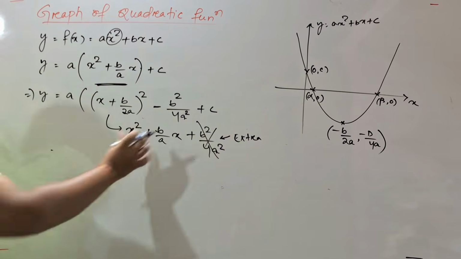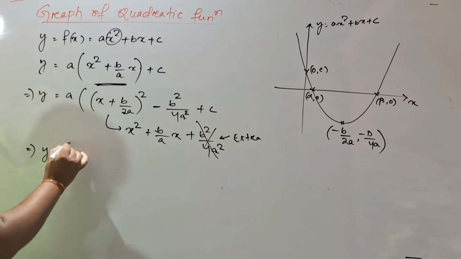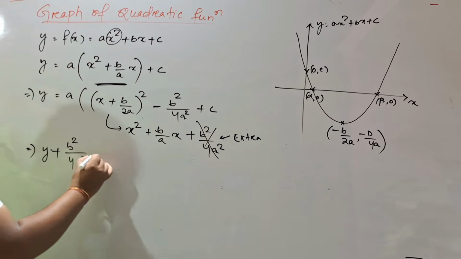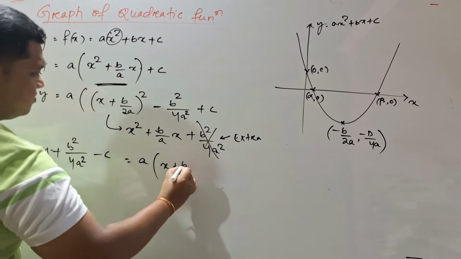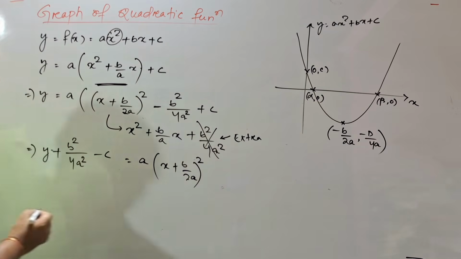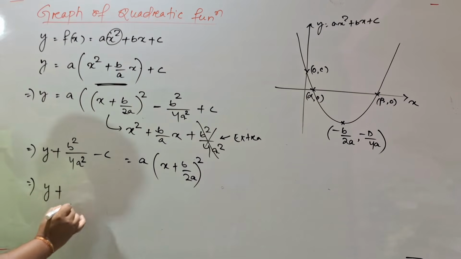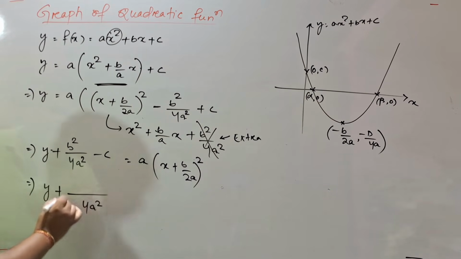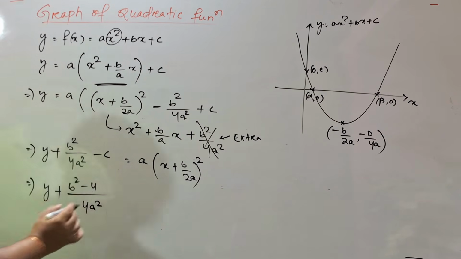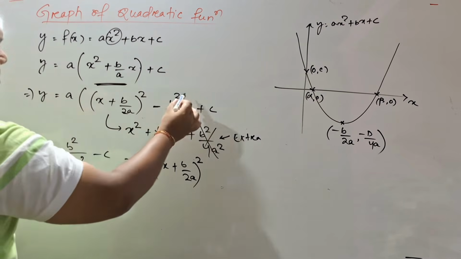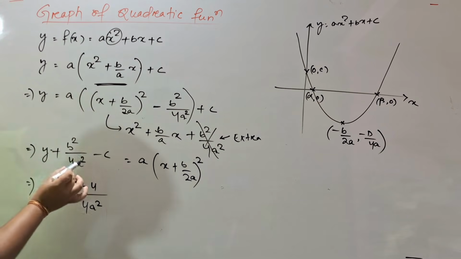Now if I simplify, if I take this one to left hand side, this can be written as y plus b square divided by 4a square minus c, that is equal to a whole into x plus b by 2a whole square. If I continue simplifying this one, here I will get y plus, here LCM is 4a square, and this is b square minus 4ac. So here this a is there. If I expand this, a into this, so a square get cancelled.